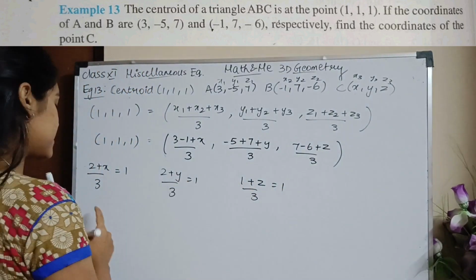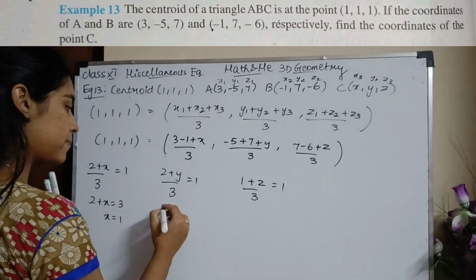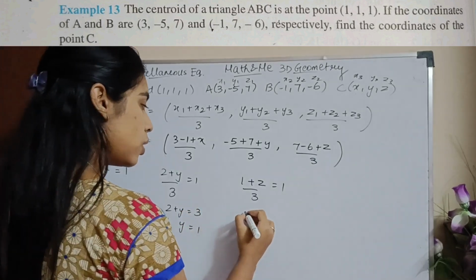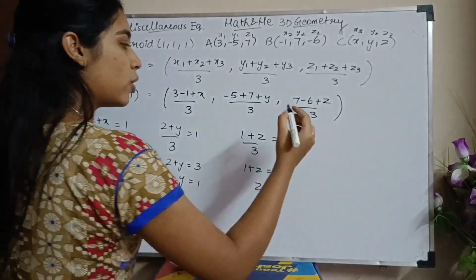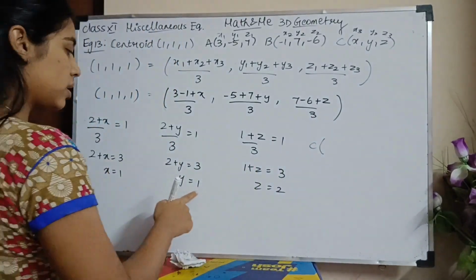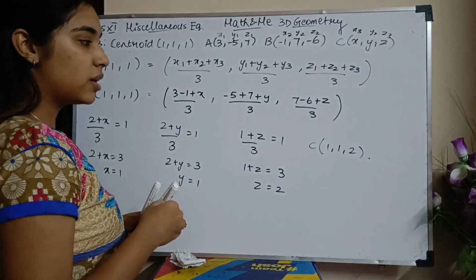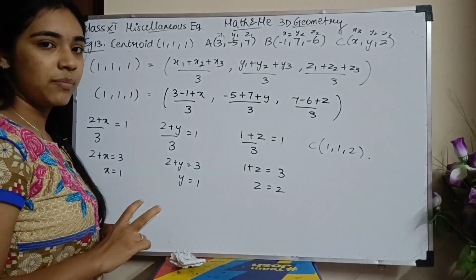So let me find my x, y and z. I have 2 plus x equals 3, x equals 1. 2 plus y equals 3, y equals 1. 1 plus z equals 3, z equals 2. So what are the coordinates of C? C will be 1, 1, 2. So this is the third vertex of the triangle. Okay, very easy. So with this we are done with the miscellaneous example questions.